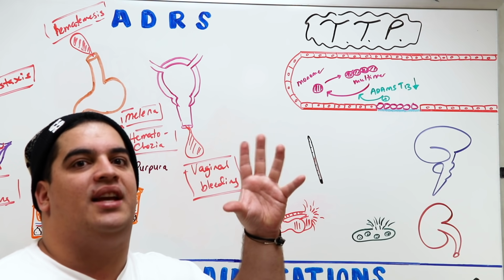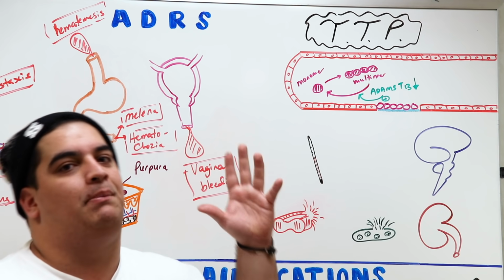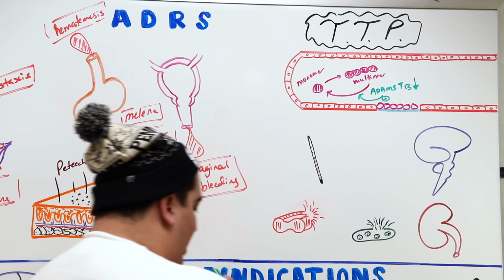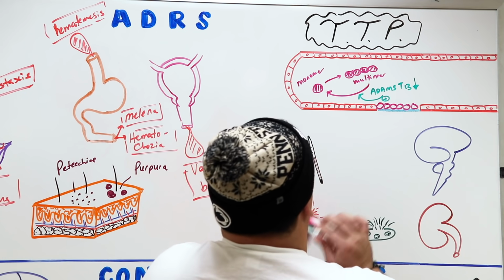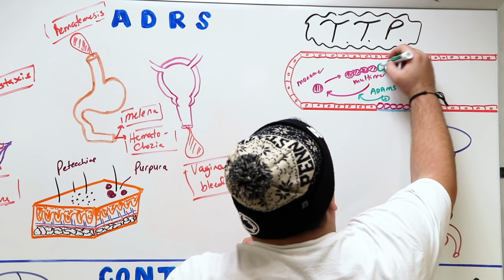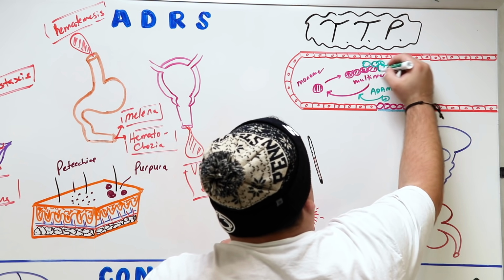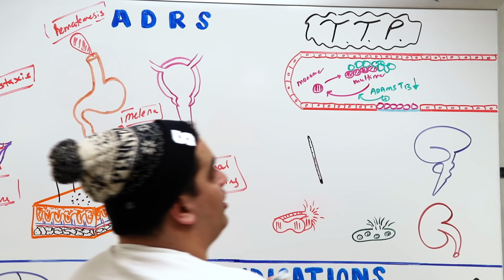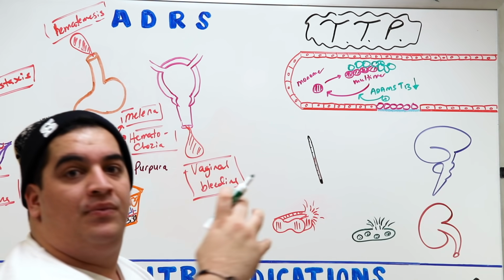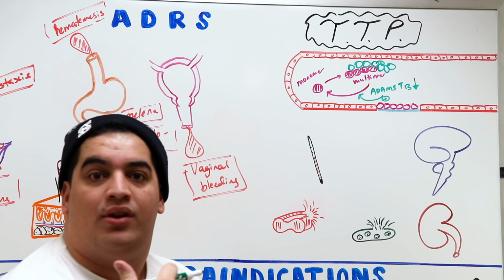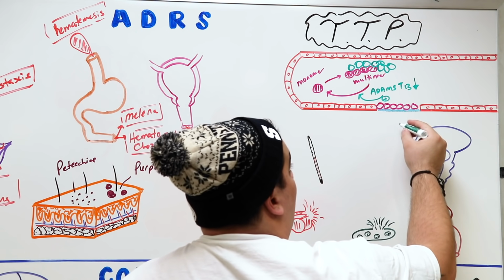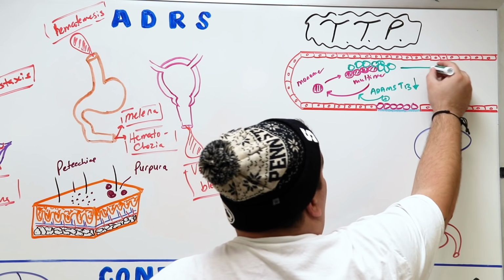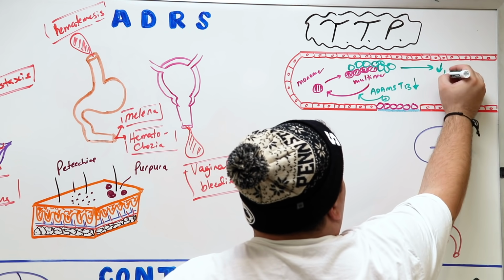And guess what they do? Guess what loves to stick to von Willebrand factor? Platelets. And so then what do you get? You get this huge platelet mess here. And all these platelets start sticking to these multimers. And what happens then? The platelets start getting consumed, but they start forming lots of clots. So two things happen as a result of this. You get a decrease in platelets.